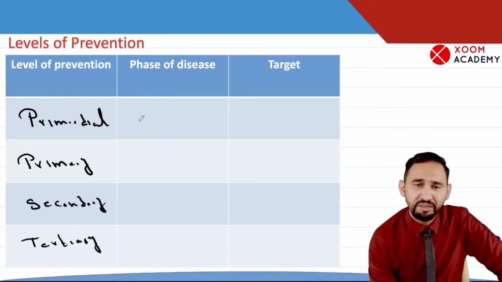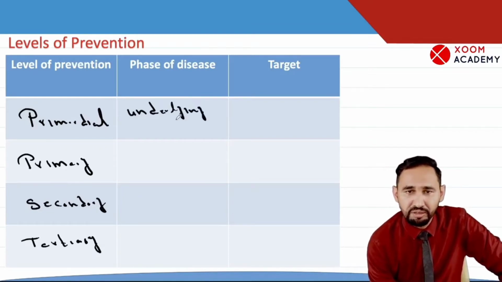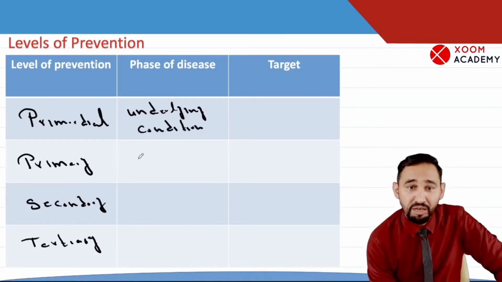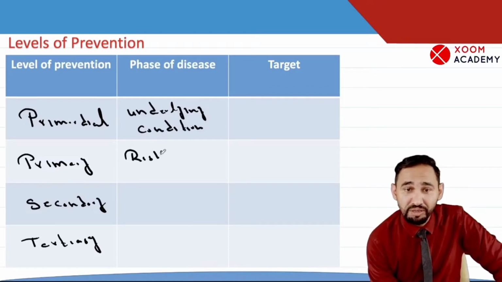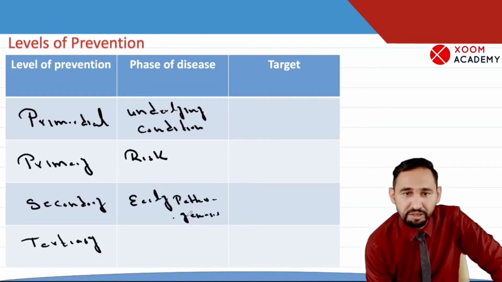In primordial prevention, the phase of disease is underlying condition. We have to stop the underlying condition which causes the disease. And in primary prevention, the phase of disease is risk factor. We have to stop the risk factor from progression. Then in secondary prevention, the phase of disease is early pathogenesis. Then in tertiary prevention, the phase of disease is late pathogenesis.